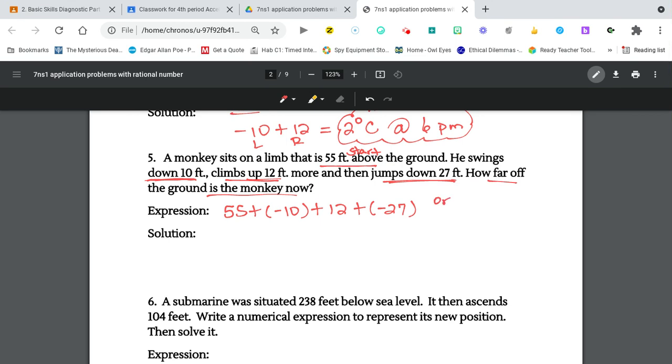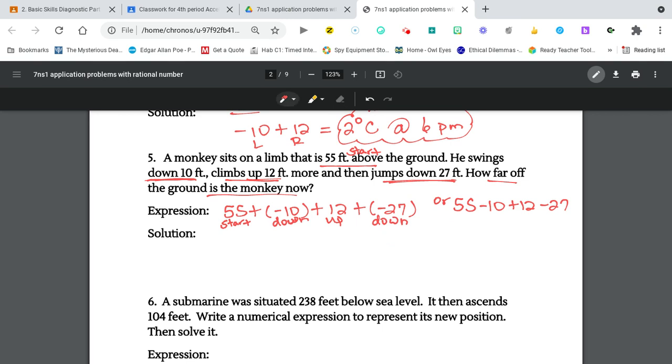You could have also written this as 55 plus -10 minus 10 plus 12 minus 27. But this represents where he started. This represents that he went down. This represents that he went up. And this represents that he went down. Be careful that you don't do this, because remember, this is the same as a plus, and it will represent that he went up. You have to make sure that the expression you write matches your scenario, okay?